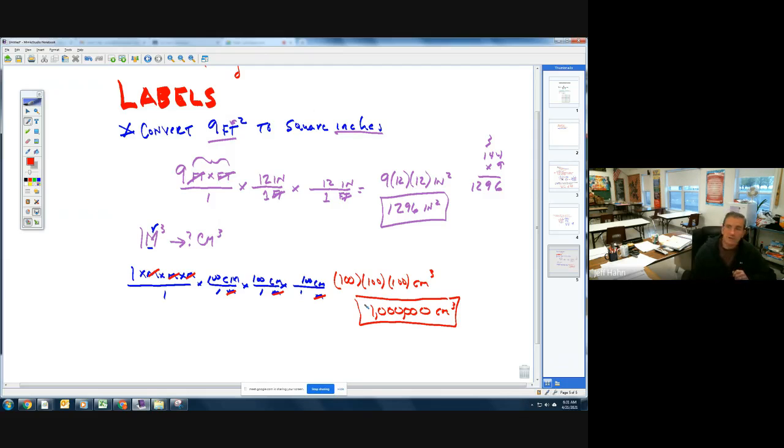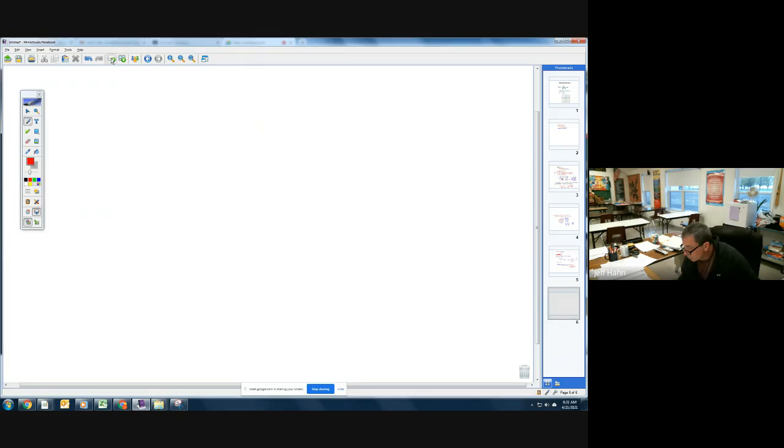Okay, so that is one instance when you would use multiple unit multipliers. It's when you have these lengths and you have cubic units. Now, another time you would have to use multiple unit multipliers would be if you see something like this. If I asked you to change 10 yards per second to feet per minute.